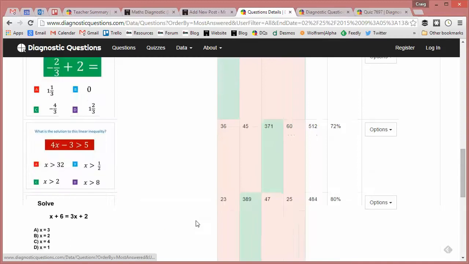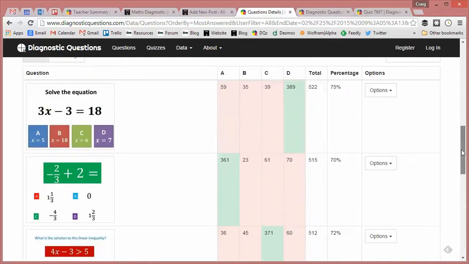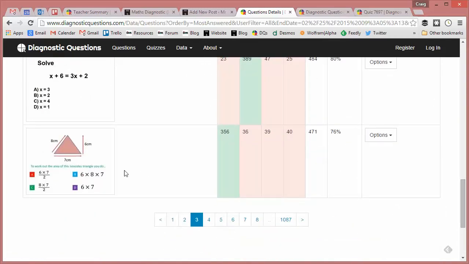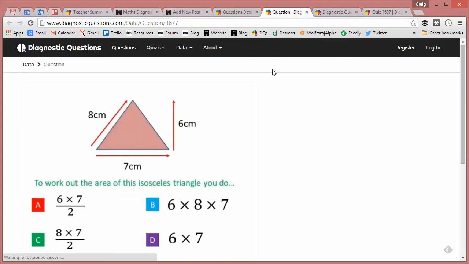I fancy going to page 3, because I think this is where the question I want is lurking. And there it is there. A lovely little area of a triangle question. So let's fire that one up. At this point of the video, you might want to pause it and ask yourself 3 questions. Firstly, what is the correct answer to that question? Secondly, what do you reckon the most popular wrong answer that students give is? And thirdly, what are the kind of explanations students give for those wrong answers? So pause the video and then just resume whenever you're ready.